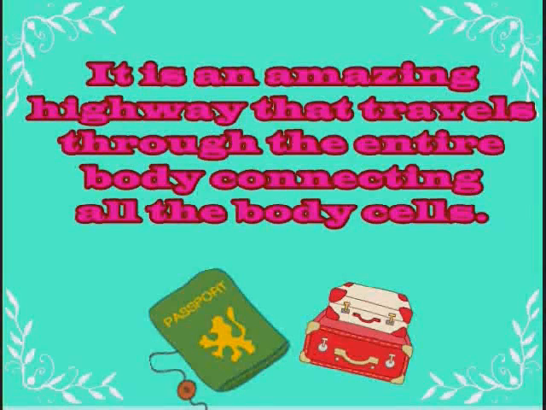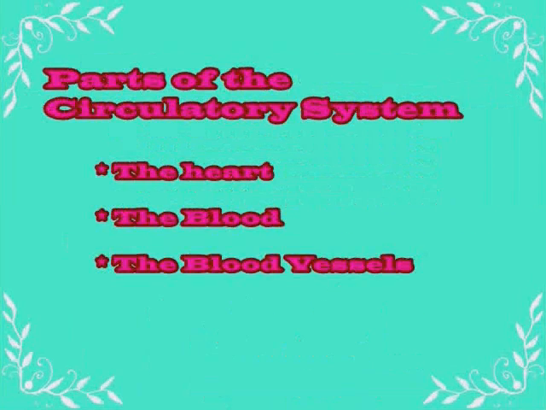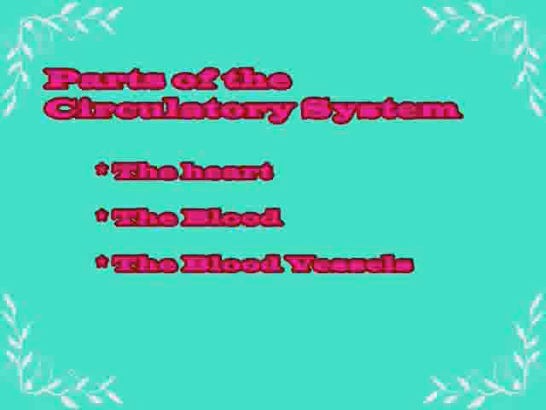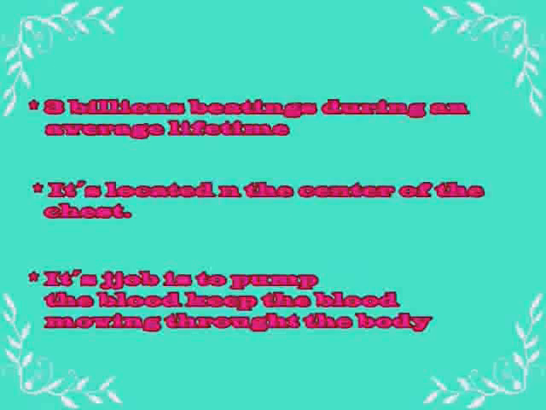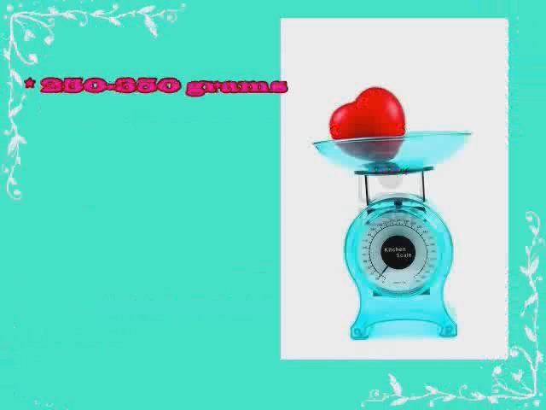Parts of the circulatory system. The circulatory system is divided into three major parts: the heart, the blood, and the blood vessels. The heart is an amazing organ. It beats about 3 billion times during an average lifetime. It is a muscle about the size of a fist. The heart is located in the center of the chest, slightly to the left. Its job is to pump the blood and keep the blood moving throughout the body.